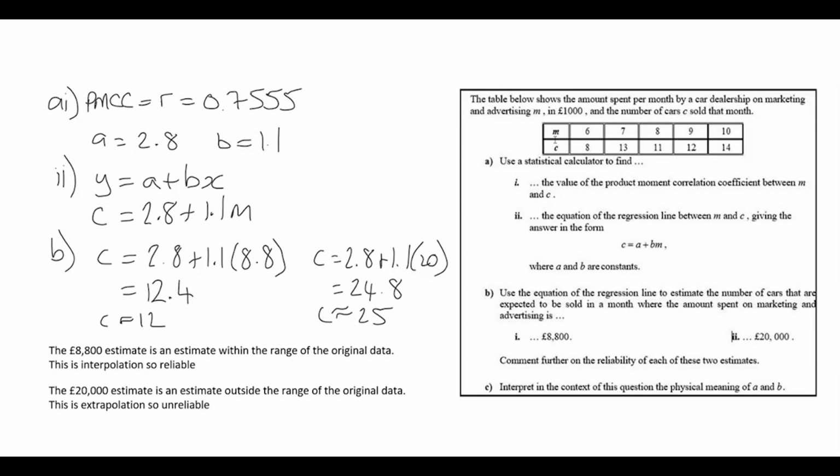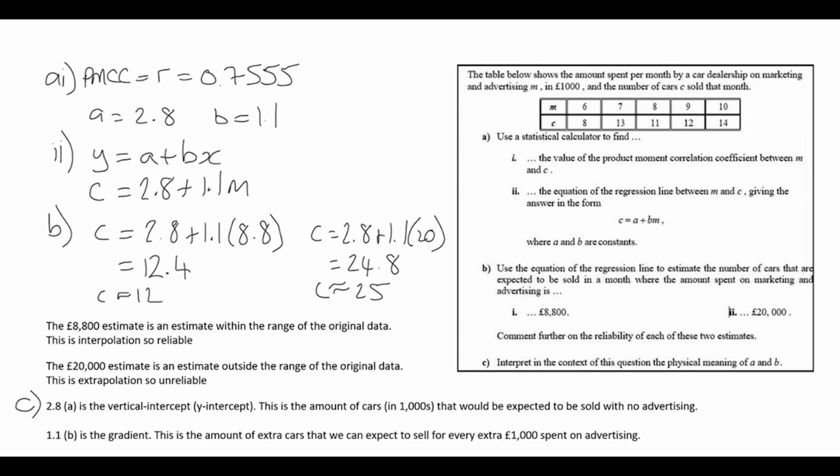Finally, part C of the question asks us to interpret in context the physical meaning of A and B. A, being the intercept of 2.8, is going to be the amount of cars that will be sold if we had zero advertising. If we didn't put any money into marketing and advertising, we would likely sell 2.8 cars per month.